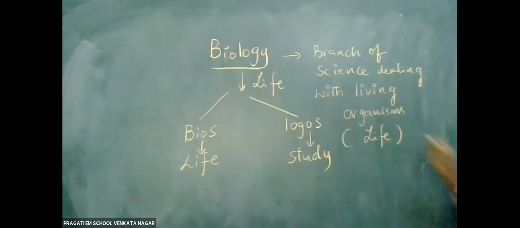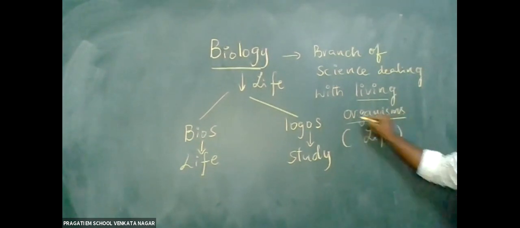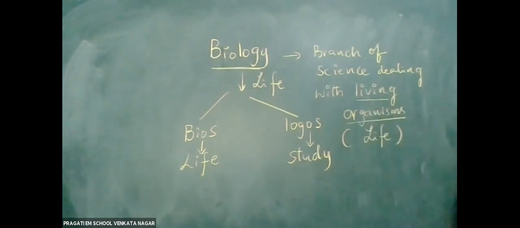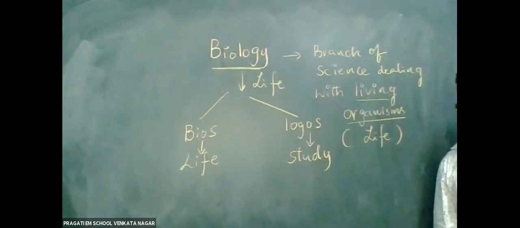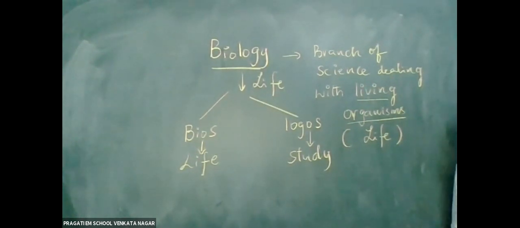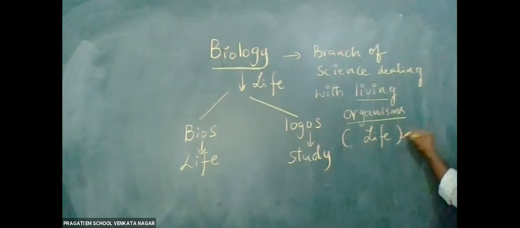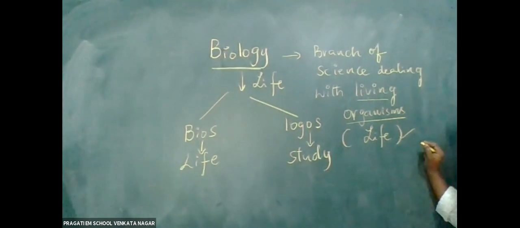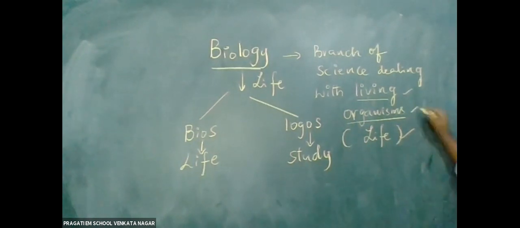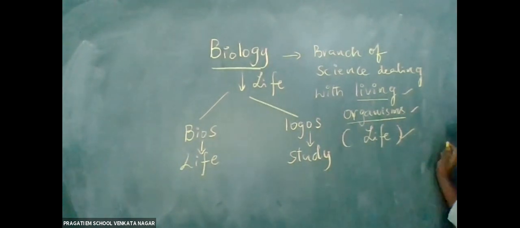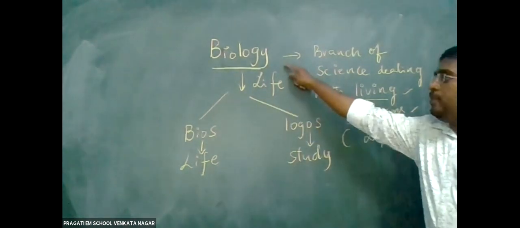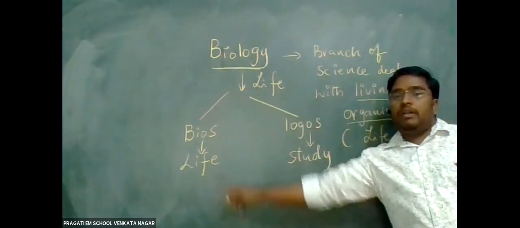Here, the living organisms. Why are we saying living organisms? Why are we not saying non-living organisms? Living organisms can show one of the living characters called sustainability. That means life on the earth, isn't it? Because of that reason we are using living organisms. So biology means study of life.